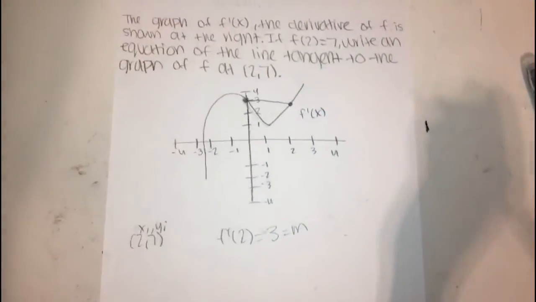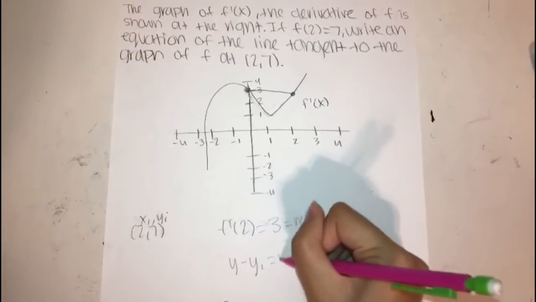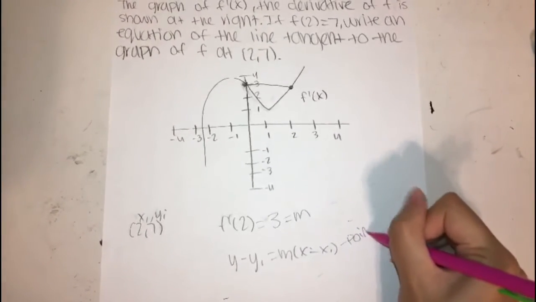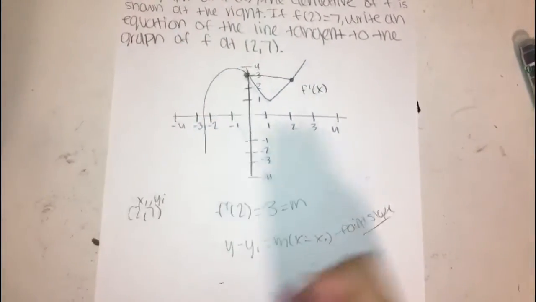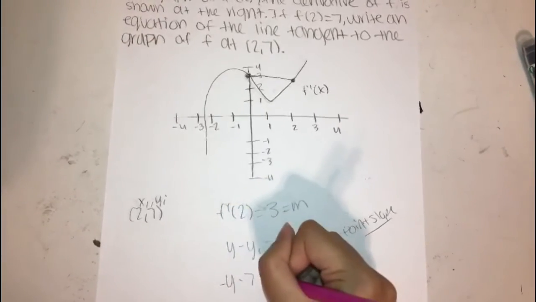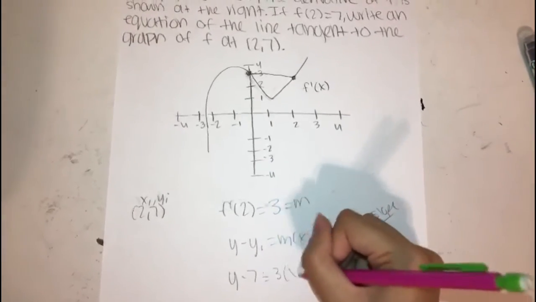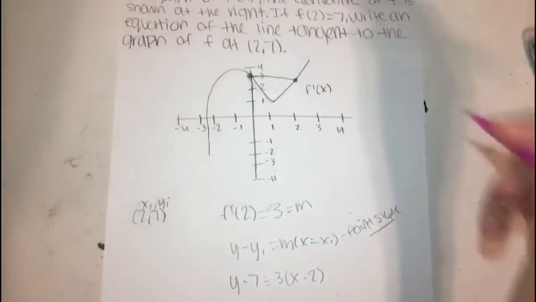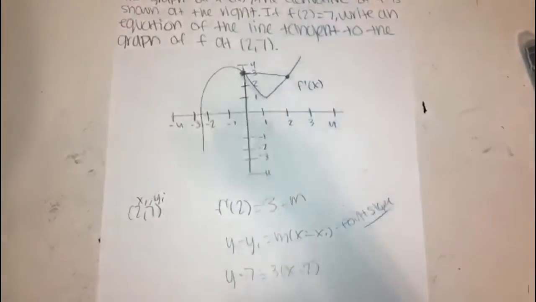So we will be using the point slope formula, which is y minus y1 equals m times x minus x1. This is the point slope formula. We have to replace the points here. So let's do y minus 7 equals 3 as a slope, times x minus 2. And that's all. You don't need to simplify anything. That's basically the answer, because they only need an equation, not a simplification of the equation. So write an equation of the line tangent to the graph of f at 2 and 7, and this will be your answer.